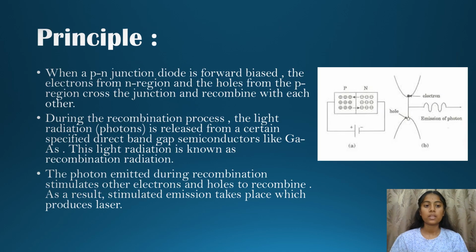Coming to the principle, when a p-n junction diode is forward biased, the electrons from the N region and the holes from the P region cross the junction and recombine with each other. During the recombination process, light radiation, that is photons, is released from certain specified direct band gap semiconductors like GaAs, that is gallium arsenide. This light radiation is known as recombination radiation. The photon emitted during recombination stimulates other electrons and holes to recombine. As a result, stimulated emission takes place, which produces laser.